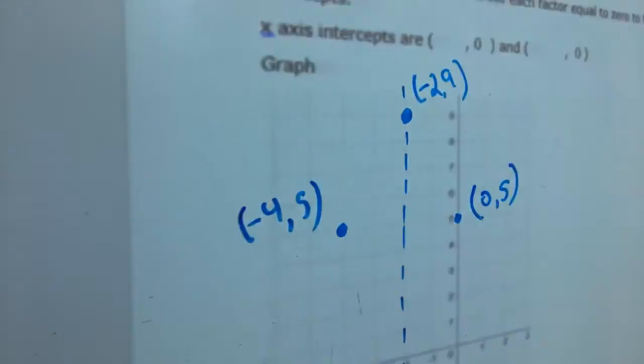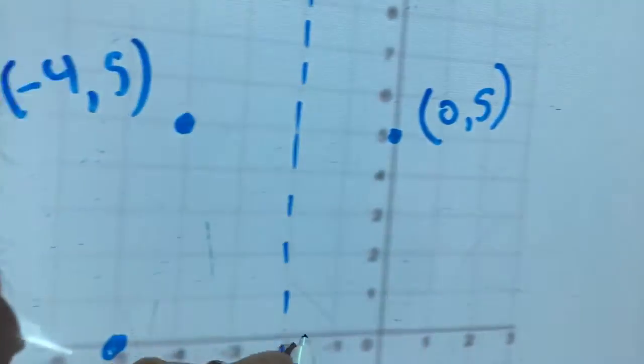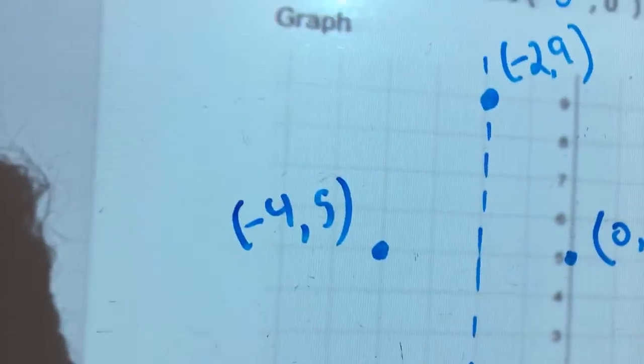So let's come over here, put them right here, and at negative 5, and at 1, there's my x-axis intercepts.